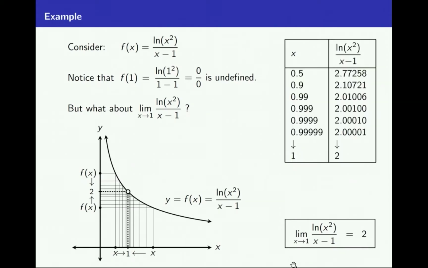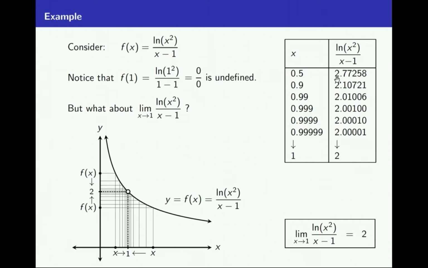You could reinforce this if you wanted to with a table tallying x values that progressively get closer and closer to 1, like x equals 0.5, then 0.9, then 0.99, and 0.999, and so on. So 0.5 is here, 0.9 is there, 0.999. These x values are getting closer and closer to 1. And with a calculator, I've tallied the corresponding ln of x squared divided by x minus 1 numbers.